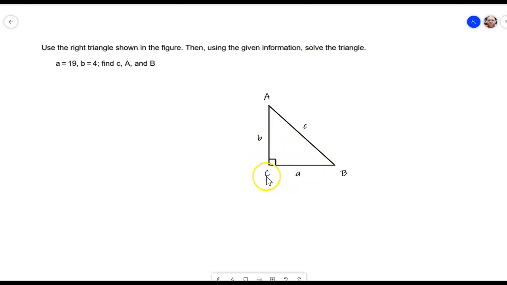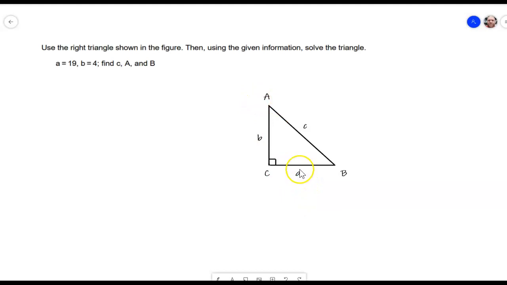The uppercase C, I always put with the right angle, and the lowercase c is always going to be my hypotenuse. That's always opposite my right angle. So we usually place the uppercase C straight across from the lowercase c. That's pretty common when we're using A, B, and C. And then with the lowercase a and uppercase A, it doesn't matter. You can use that for either of the two legs, just make it consistent.